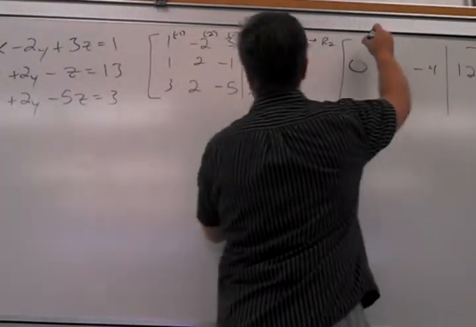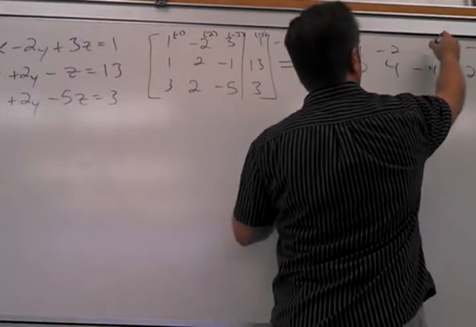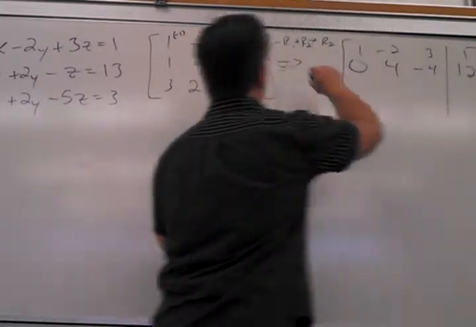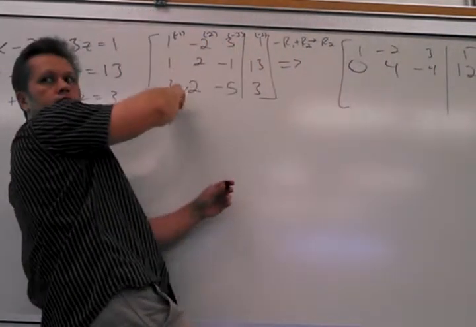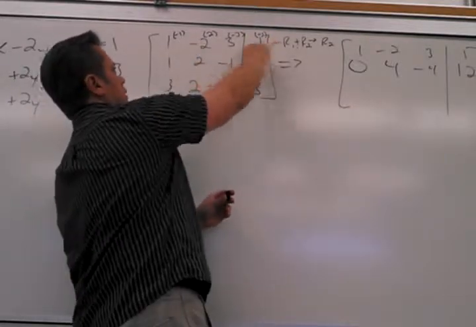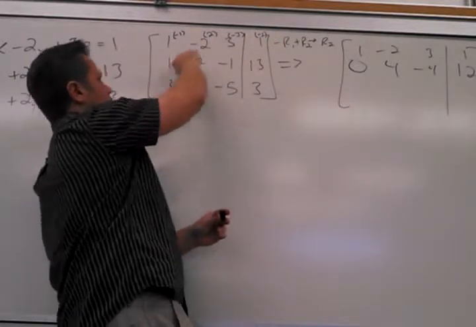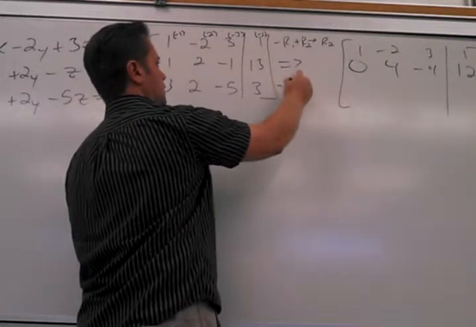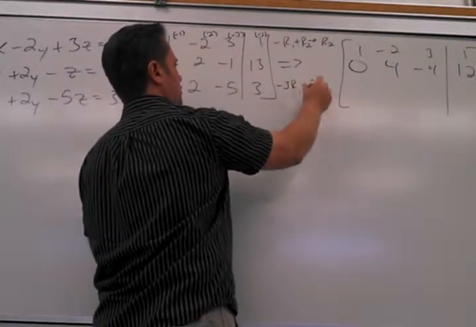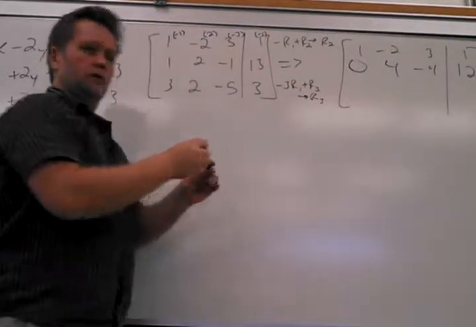So the first row stays the same. Now multiply it by row 1. So now to kill this, negative 3 times row 1, so I can kill that 3 there. I'm just trying to make zeros in the right places. Negative 3 times row 1 plus row 3, and the answer goes to row 3.